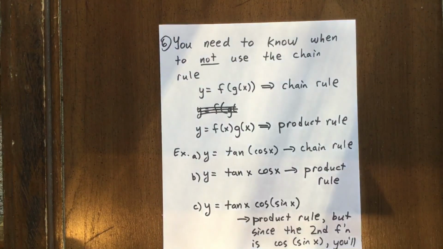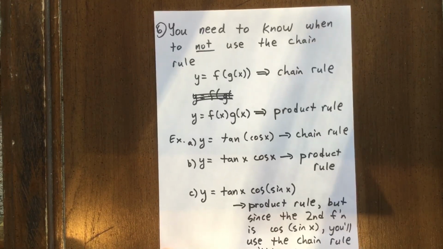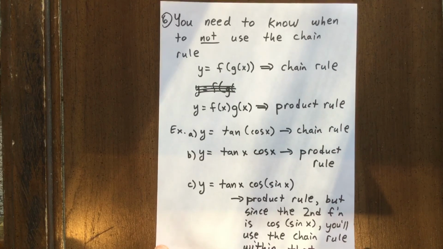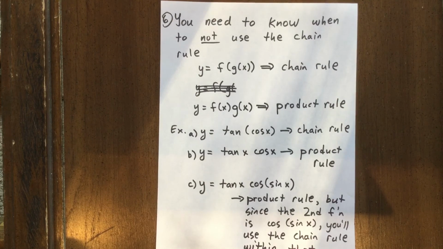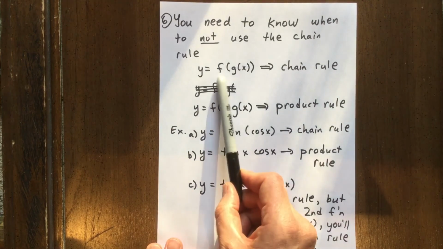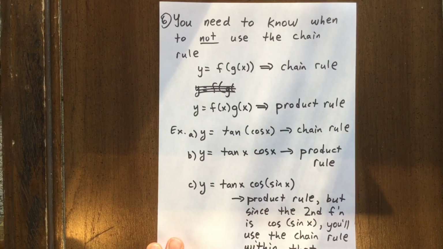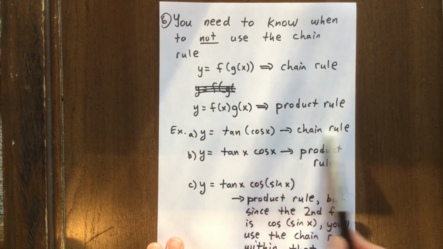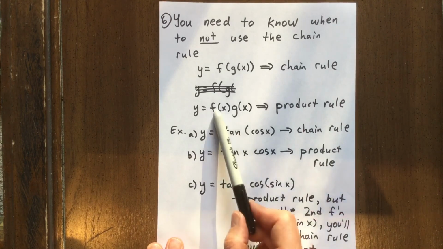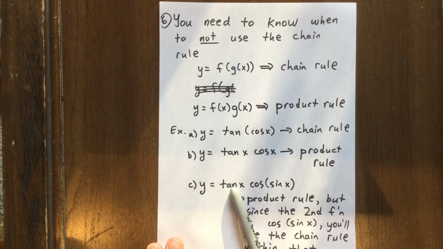Last but not least, one of the main things of knowing how to use the chain rule is knowing when not to use the chain rule. Sometimes it's a chain rule, sometimes it's a product rule, so it's important to know the difference. If you have f of g of x, that's a chain rule. If you have f of x times g of x, that's a product rule. So for instance, the tan of cos x, that's a chain rule opportunity. It's f of g of x. But if you have tan x cos x, that's a product rule opportunity because it's f of x times g of x. If you have tan x times the cos of sine x, that's a product rule.